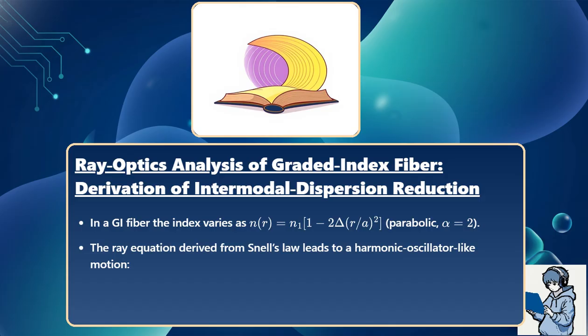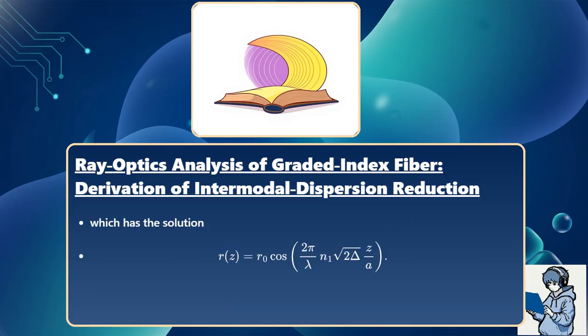The ray equation derived from Snell's law leads to a harmonic oscillator-like motion: d²r/dz² + [(2π/λ)² n1² · 2Δ · r/a²] = 0, which has the solution r(z) = r0 cos[(2π/λ) n1 √(2Δ) z/a]. The ray follows a sinusoidal path, continuously curving toward the axis.